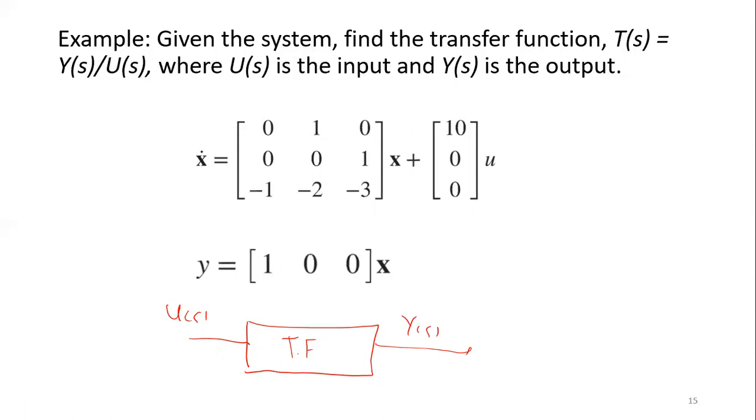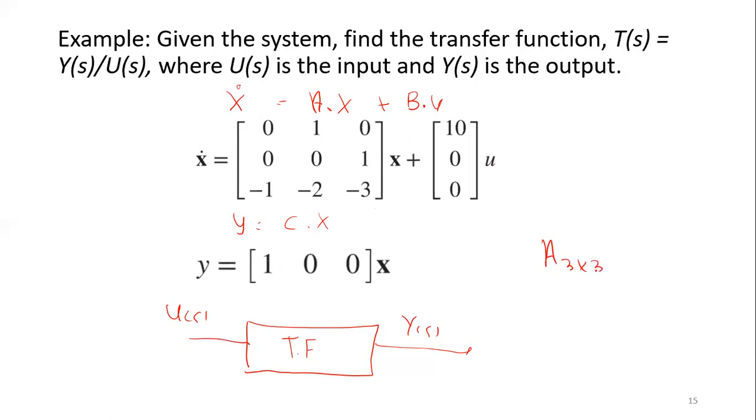You know that this is the A matrix multiplied by the state variables, plus the B matrix multiplied by the input, equals the differentiated state variables. And the output Y here is the C matrix multiplied by the state variables. So the size of the A matrix here is 3 by 3.